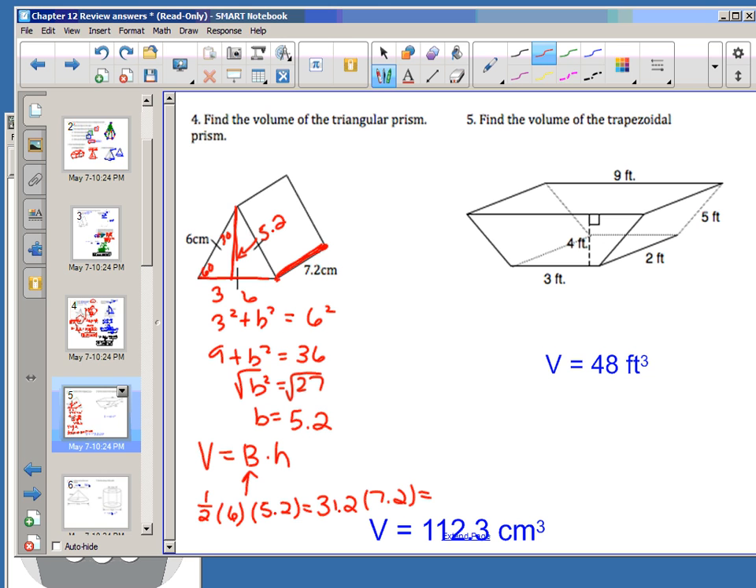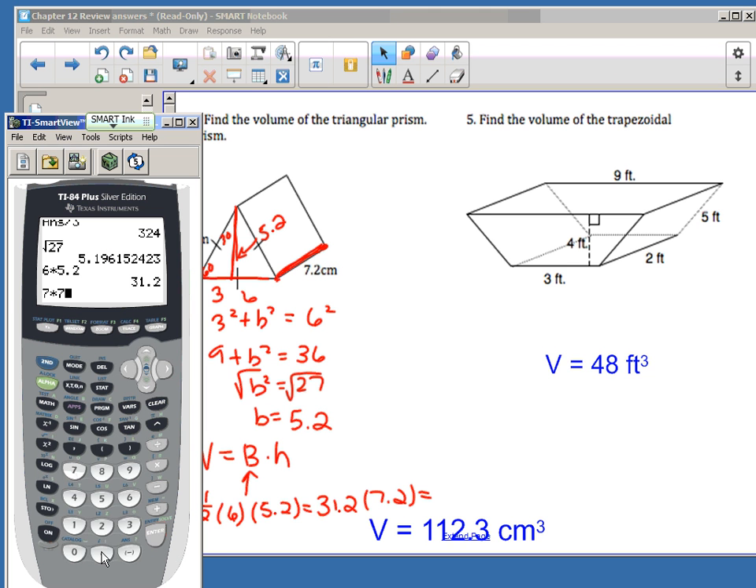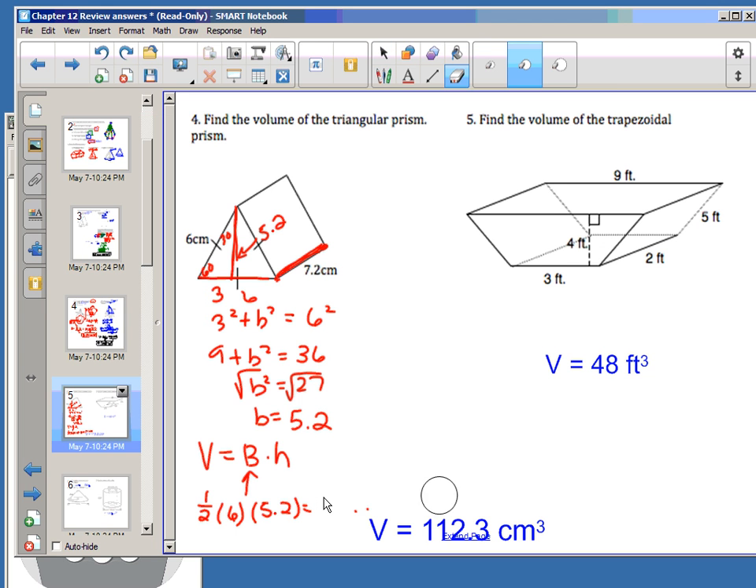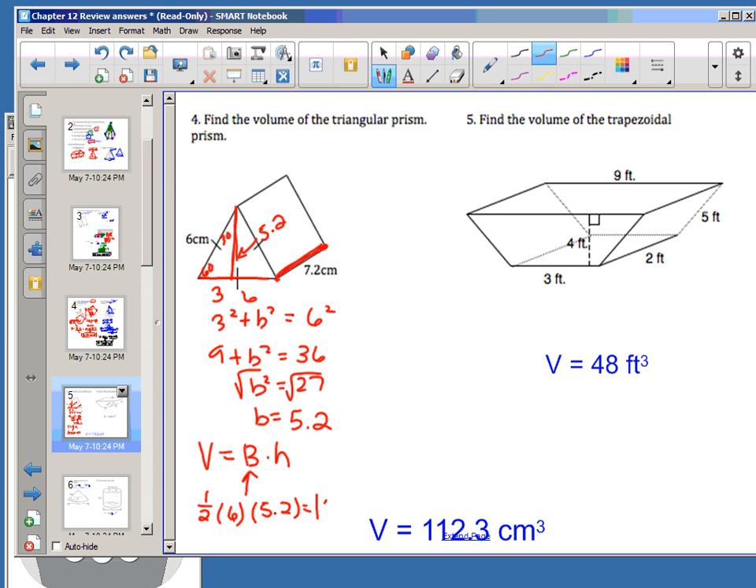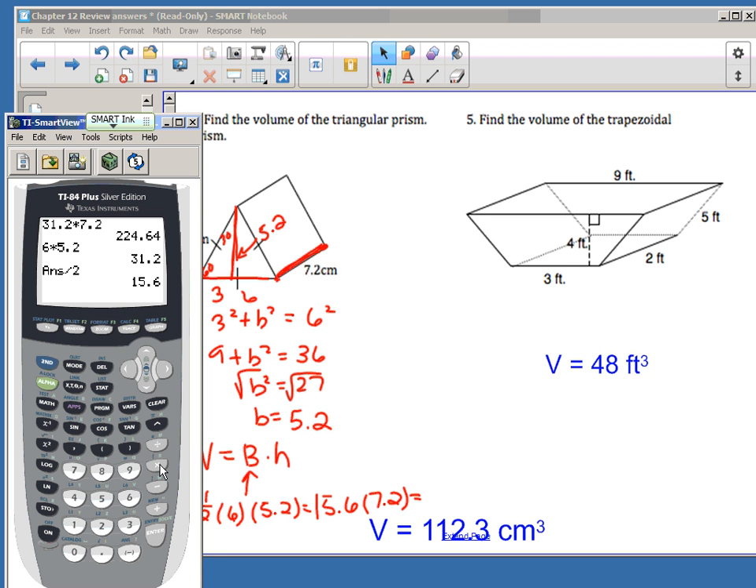So I'm going to multiply by 7.2. Oops. Times 7.2 gives me... Did I forget to divide my base by 2? Back up. I think I forgot to divide that by 2. 6 times 5.2 divided by 2 is my base, which is 15.6. Sorry about that. Then I can multiply by my height of 7.2 to get my volume of hopefully 112.3. 112.3 exactly.